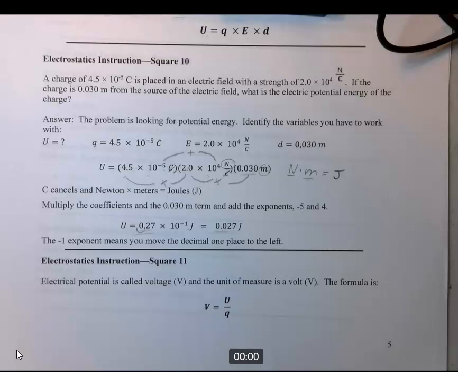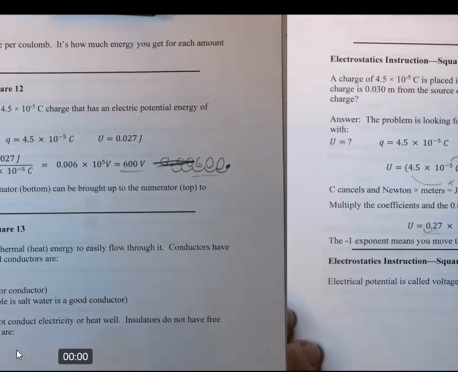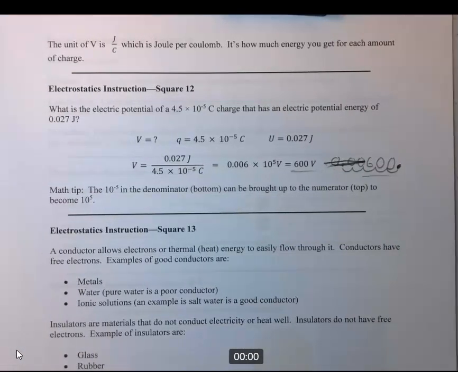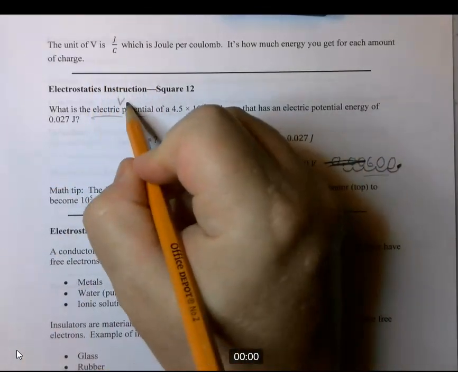Electrical potential is called voltage, and the unit of measure is a volt. The formula is volt equals electric potential energy over charge. You don't have to memorize these formulas, but have them handy. I do have a formula sheet for you, by the way. Okay, the unit of volt is joules per coulomb, J over C. And that's how much energy you get for each amount of charge. That's what voltage is telling you. It's telling you the potential. What is the electric potential? So that's voltage. So recognize that term as being the same as voltage.